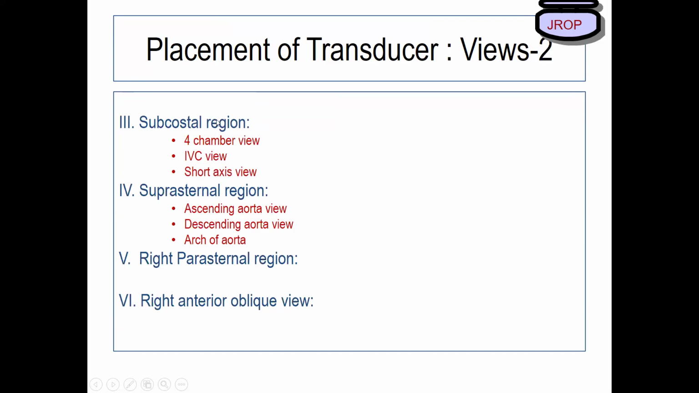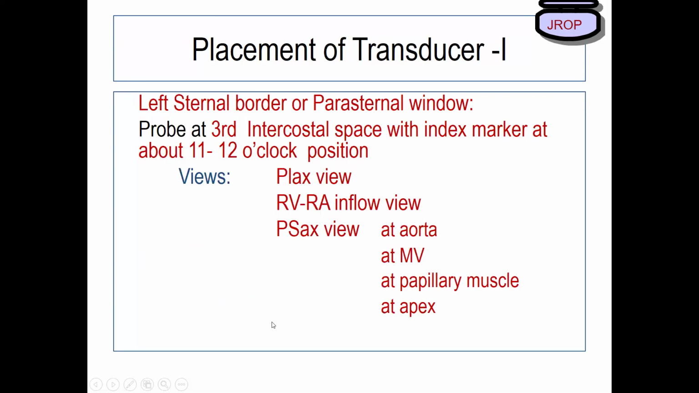Then comes the subcostal region, with 4 chamber view, IVC, and short axis view. Suprasternal, we have ascending, descending, and arch of aorta. Then we have right parasternal and right anterior oblique view. Let's start with the parasternal view.